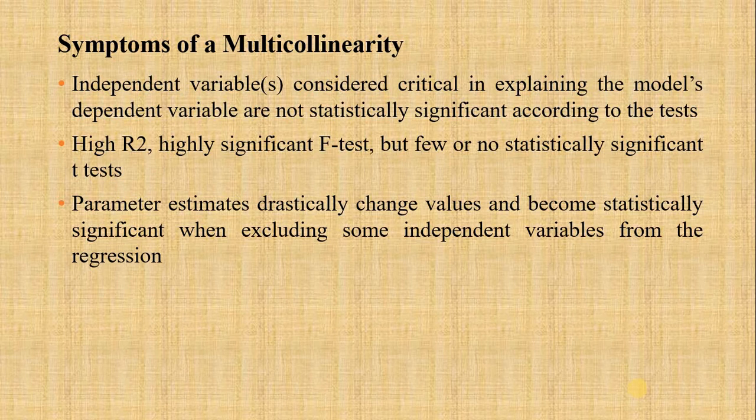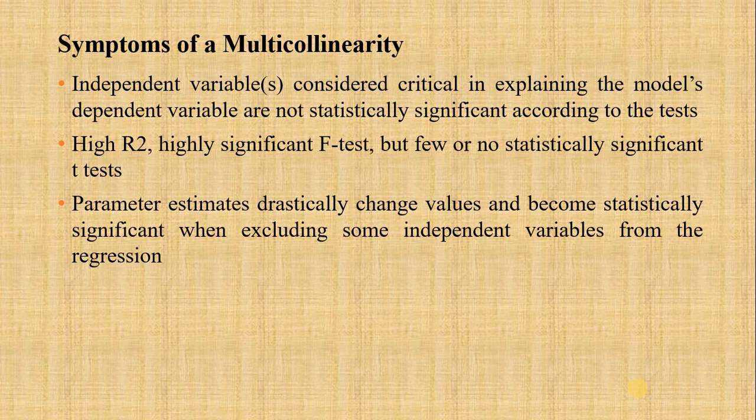Then what are the symptoms of multicollinearity? That means how can we understand there is a problem of multicollinearity. There is no need to calculate the correlation between all these independent variables. By looking at certain statistics, you can tell that there is multicollinearity. First symptom: independent variables considered very critical in explaining the model are not statistically significant according to the test.